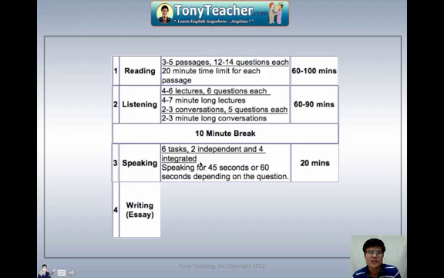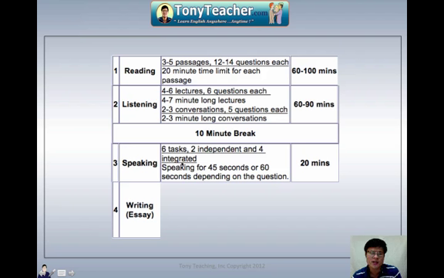The speaking section has 6 questions altogether, or 6 tasks. 2 are independent, and 4 are integrated. This is the way the Princeton Review Korea teaches TOEFL, and it breaks it down into 2 independent, meaning you can answer this question using your own opinion. And you can answer it alone, independent.